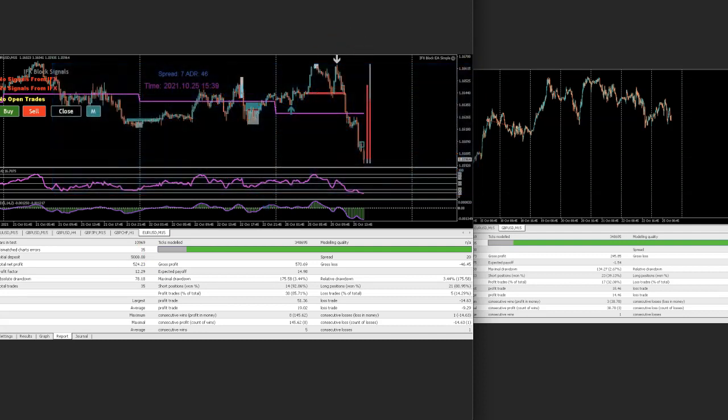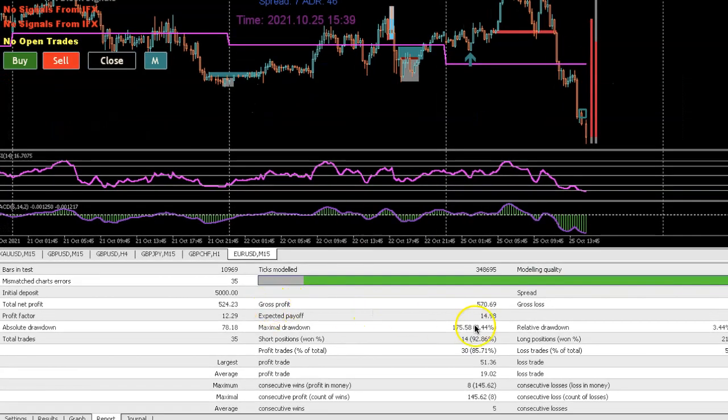Averaging, what does it do? It gave me a drawdown of 3%. I entered with, I think it was 0.05. I didn't use a lot multiplier. I did use the averaging, which is 60%: when they all reach 60% of ADR, close as a group. The total net profit was $524 and the absolute drawdown was 78. The profit factor was 12, with 35 trades, and about 85% winning trades. So that's not bad, right? That's actually quite good. And this is using averaging.